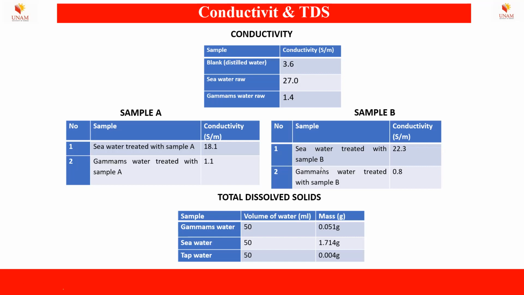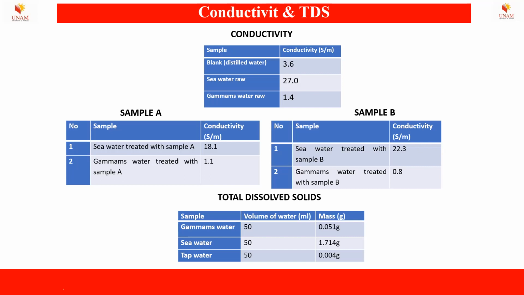Then sample B also marginally decreased: 22.3, and Gamams water 0.8. And from this result, it is evident that sample A eliminates the salts and all, whereas sample B does so only marginally, because it was carbonized directly without impregnating with zinc chloride.